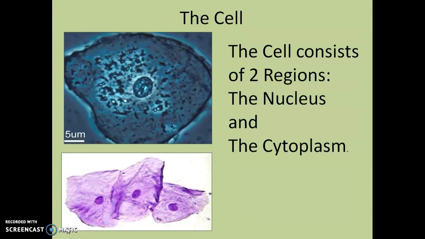And there are two major regions of a eukaryotic cell. You have your nucleus and you have the cytoplasm. So here is the nucleus in this cell, and you have the nuclei, plural, in these cells here. So it's pretty distinct. It's usually the big circle that's inside the cells. And then you have the cytoplasm, and that is the space outside of the nucleus, but still inside the cell membrane.